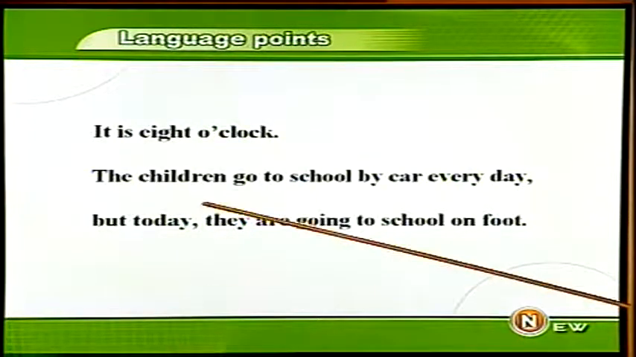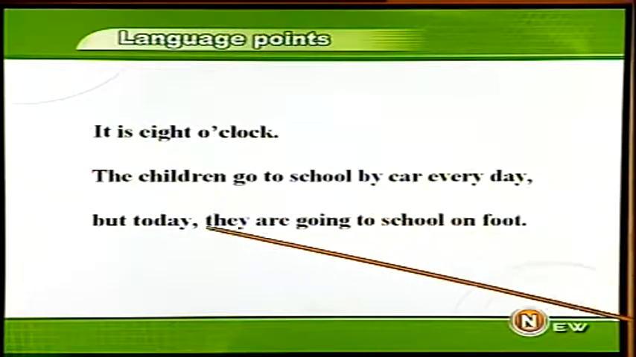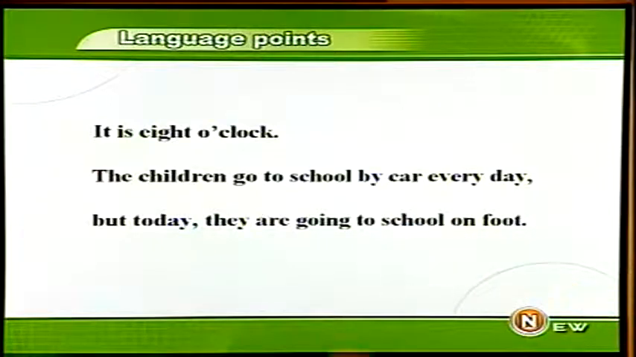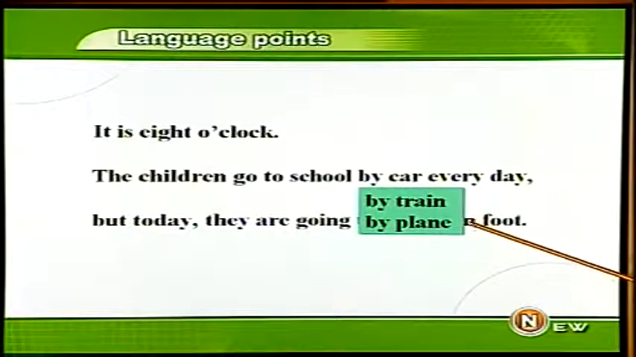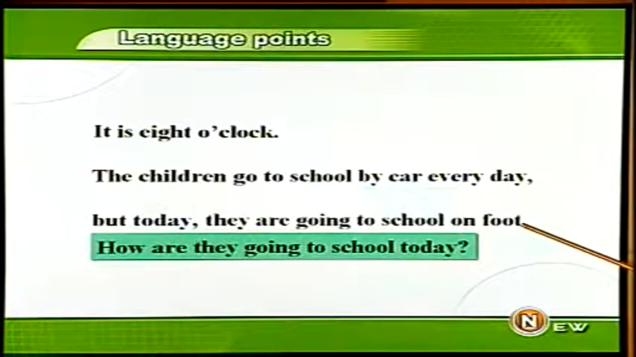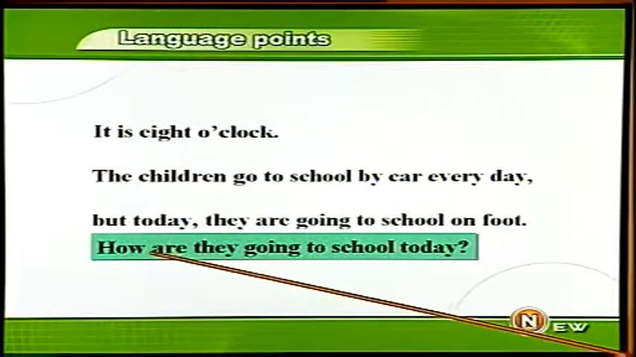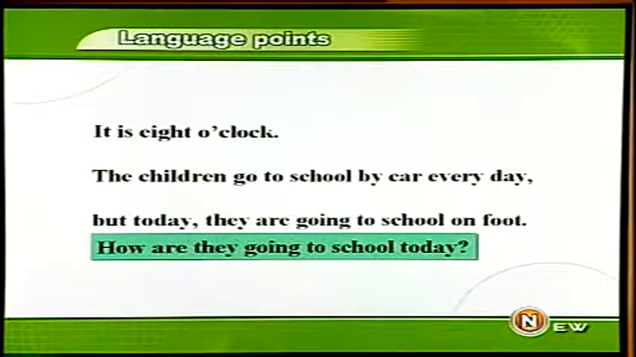on foot. 孩子们每天乘车上学，但是今天他们正步行上学。请注意，在这个句子中用了2个不同的时态。Go to school 一般现在时，are going to school 现在进行时。因为前半句讲的是经常发生的动作 every day，而后半句讲的是正在发生的动作 today。另外，在这句话当中 by car 的意思是乘车，再比如 by train 乘火车，by plane 乘飞机。on foot 的意思是步行。如果你想知道他们今天是怎么上学的，就可以用 how 引导的特殊疑问句。How are they going to school today?